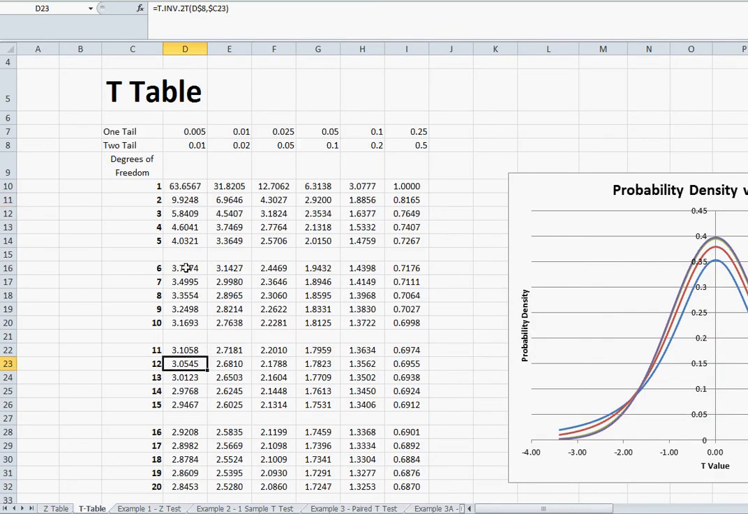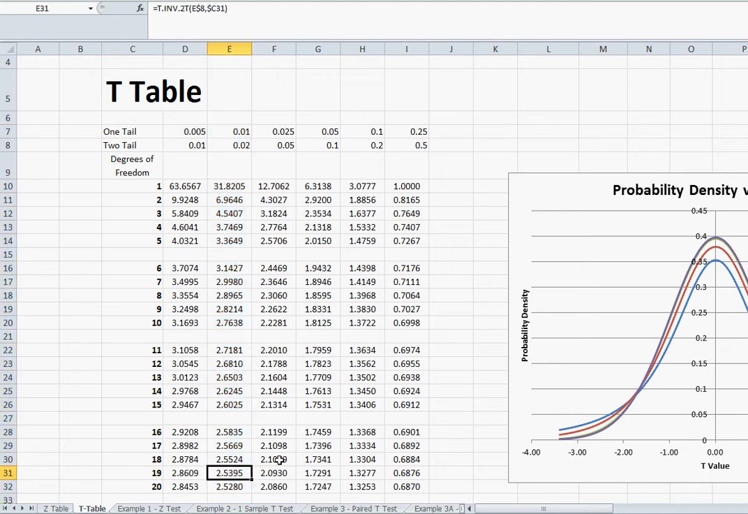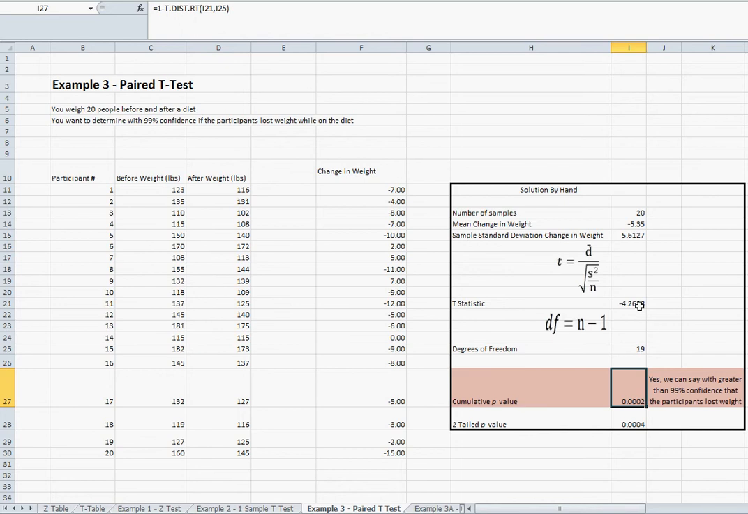I made this in Excel, and it's fairly easy. So a one-tailed 1% is this column. My degrees of freedom of 19 is this row here. And so I need a t statistic of at least 2.5 to have a 1% probability. Since my t statistic is 4.2, I'm good. And don't worry about this negative here. The negative is just effectively saying that we lost weight. You'll need to pay attention to the signs, but in this case, negative is because we lost weight.